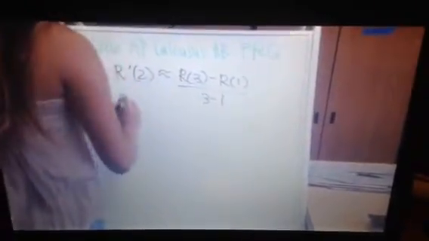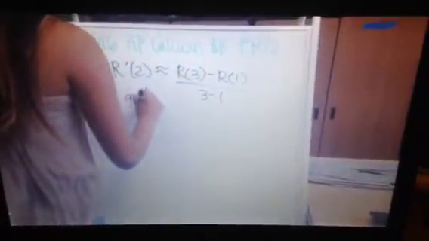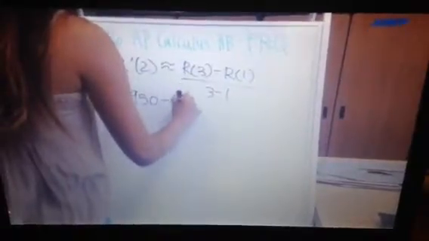Here are the selected values of r of t. We will be using these values to solve for r prime of 2 in part A. Since 2 is in between 1 and 3, we are going to be using r of 3 minus r of 1 over 3 minus 1. Then we will pull those values from the table. r of 3 is 950 and r of 1 is 1190. Subtract the numbers and your answer will be negative 240 divided by 2.